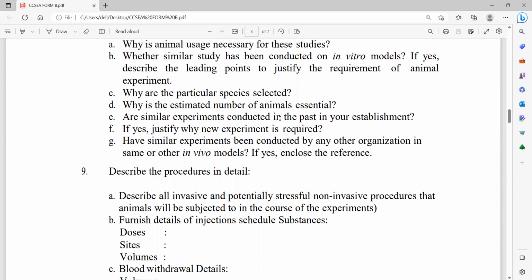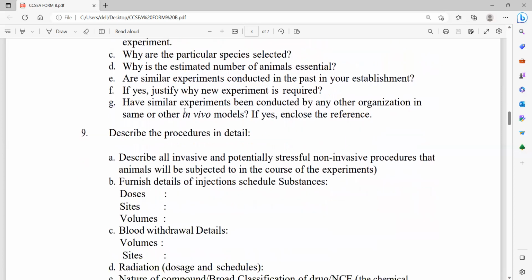Then, similar experiments conducted in the past in your establishment. If the same studies were carried out previously in your establishment, then you have to mention here. And if the same studies were carried out, then why are you doing the new study? A proper justification is required in this case. Then similar experiments conducted by any other organization in same or other in vivo models, if yes, enclose the reference. So if the same experiment is carried out by some organization and you are referring to that paper for your study, then you have to enclose the reference of that paper or attach that paper to this Form B.